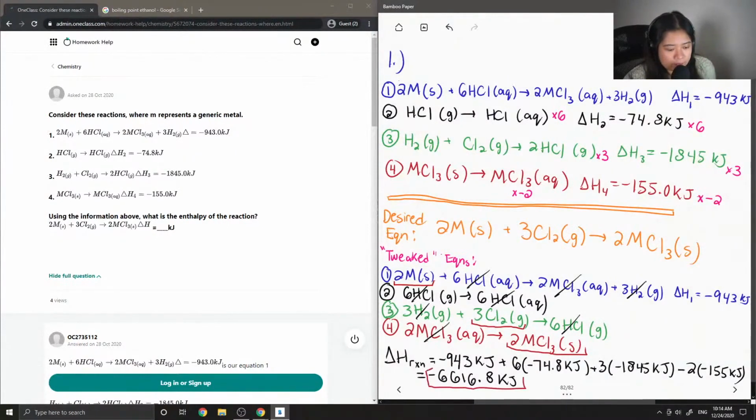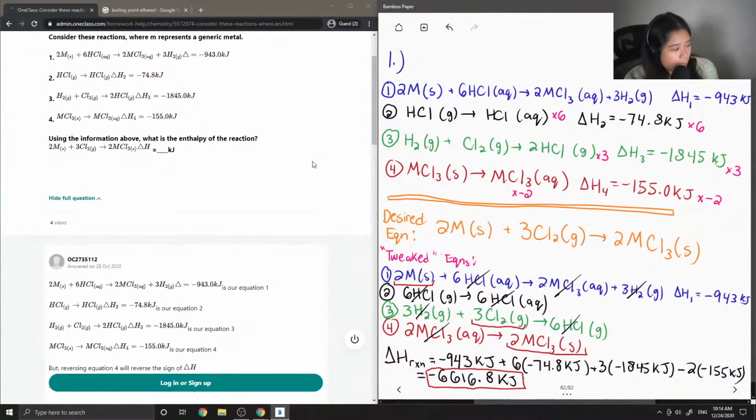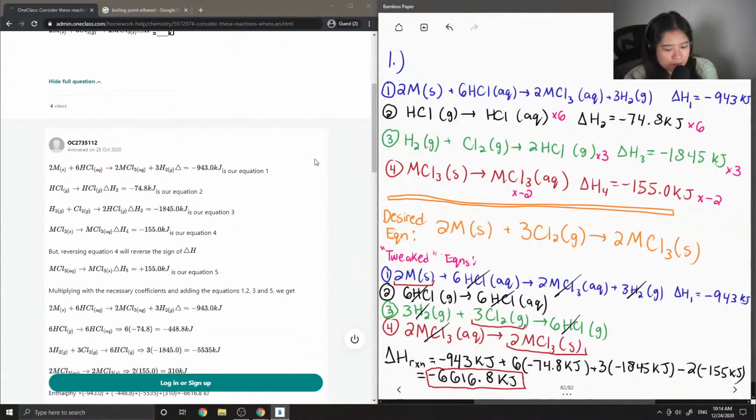Okay, so again, it's a multi-step answer that requires a lot of steps, but ultimately it's pretty easy to figure out how to do questions like this. Let's see what the junior tutor said.